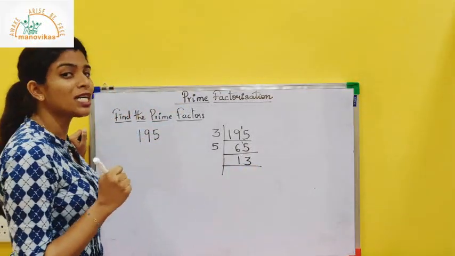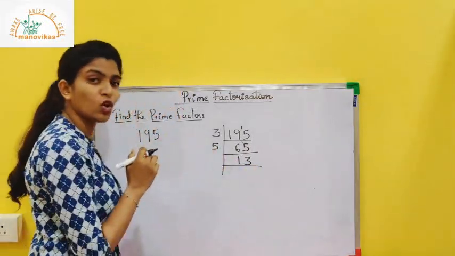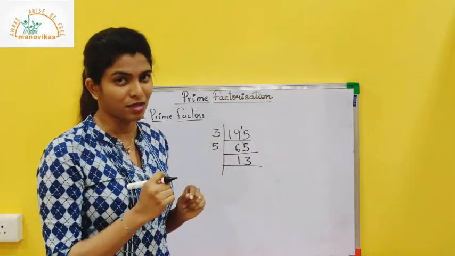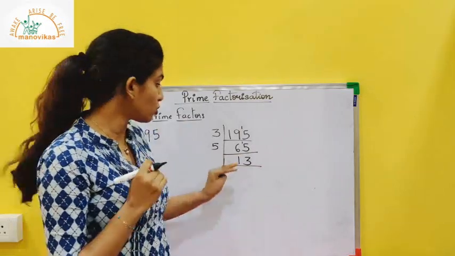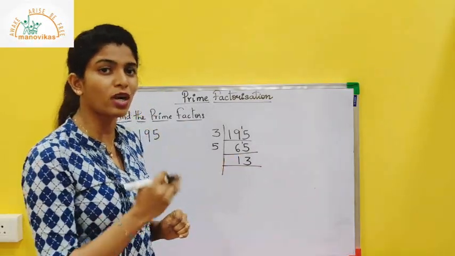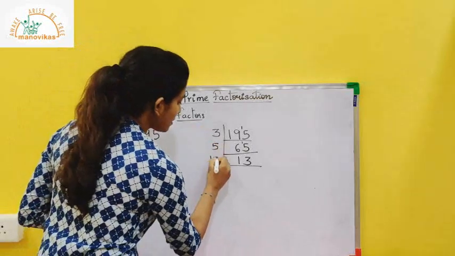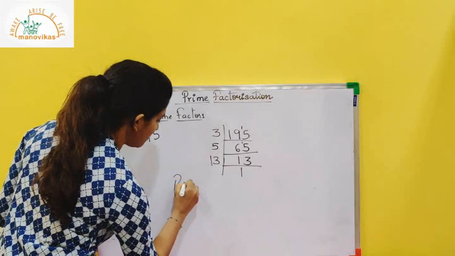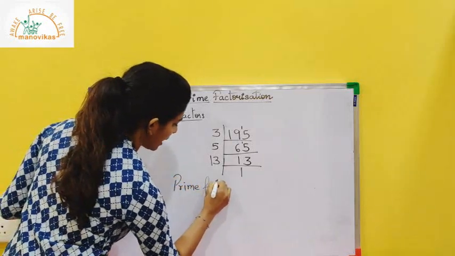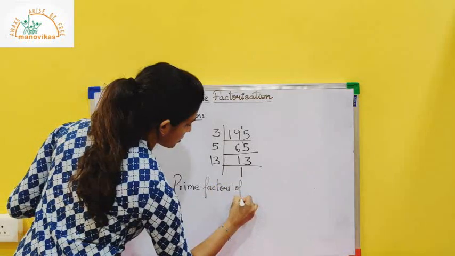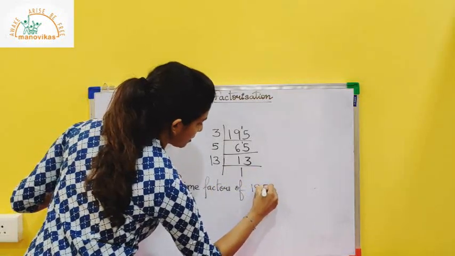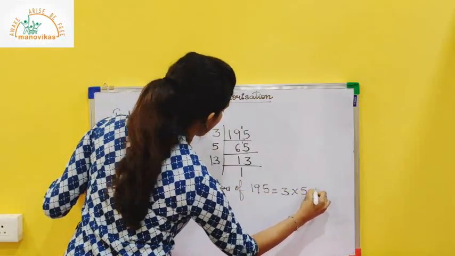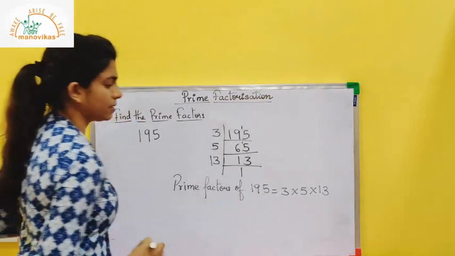Now students, if you see here, there is 13. Quotient is 13. And the quotient 13 is a prime number. You remember prime numbers? Yes. So here 13 is a prime number. So I cannot divide further. So I will write 13 1s are 13. So the prime factors of 195 is equal to 3 multiplied by 5 multiplied by 13.